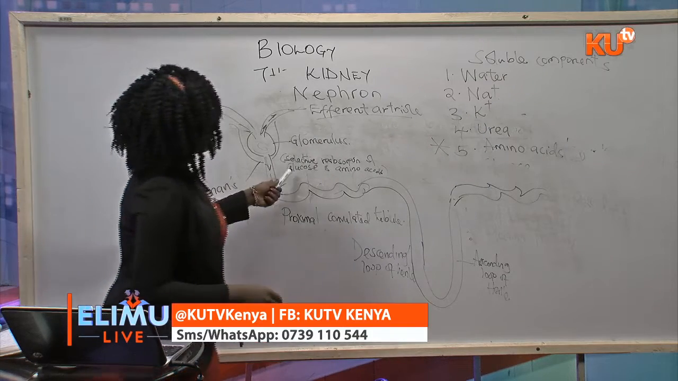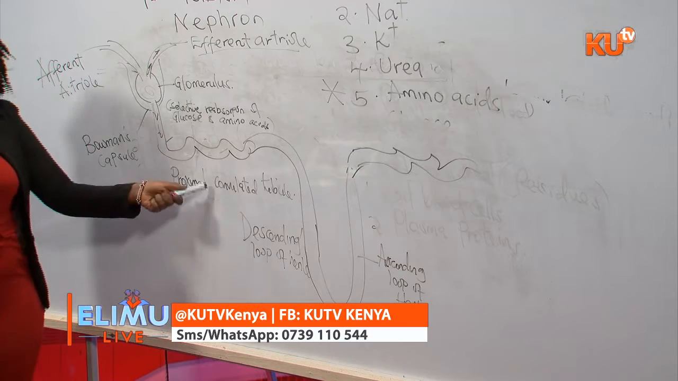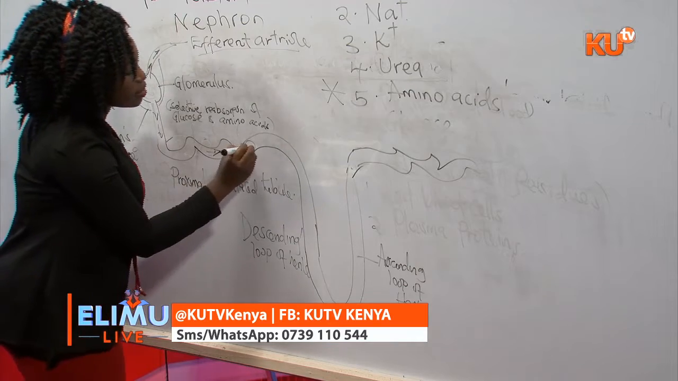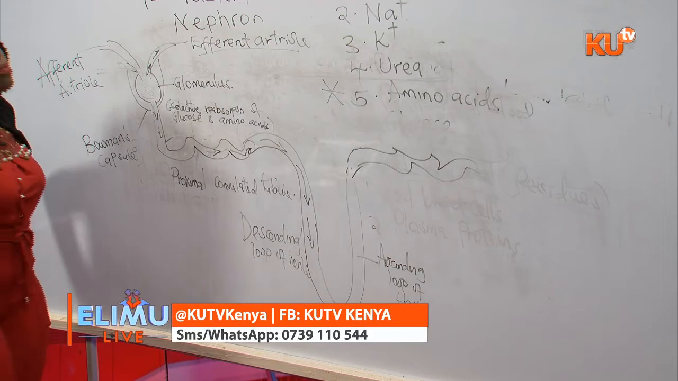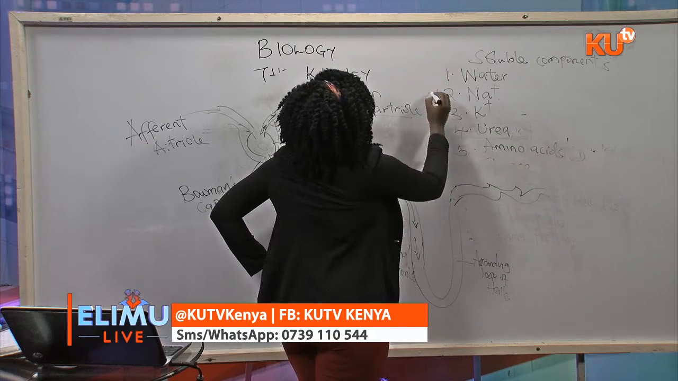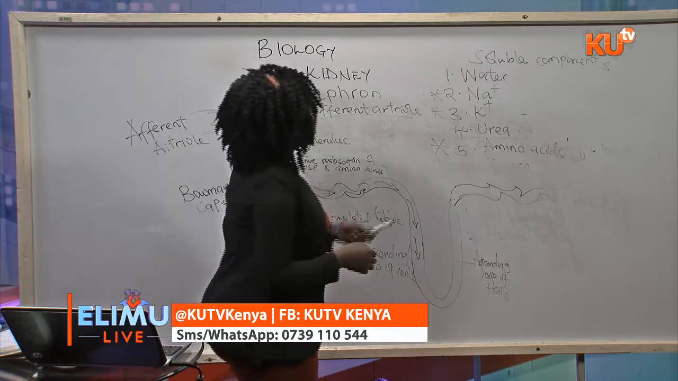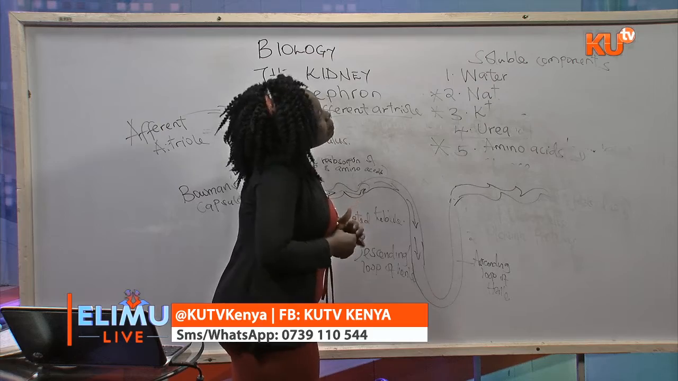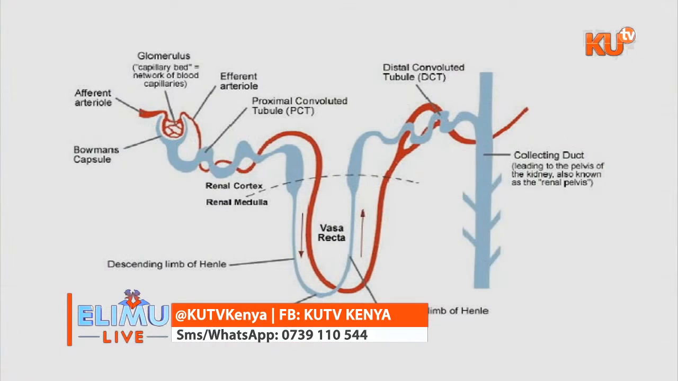Okay, so after the glucose and amino acids have been selectively reabsorbed in the proximal convoluted tubule, we go to the descending loop of Henle. The remaining filtrate goes to the loop of Henle, whereby potassium ions and sodium ions are pumped into the cell to increase the osmotic pressure, to increase the reabsorption of water.